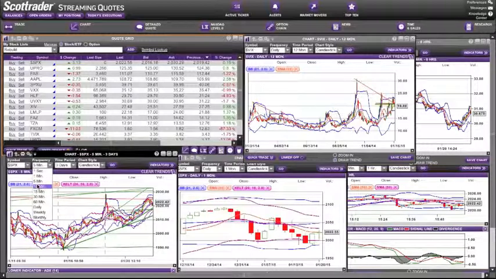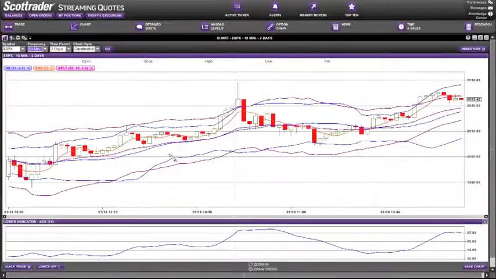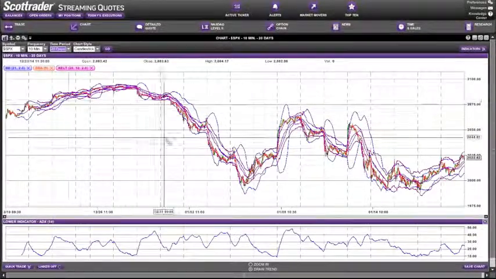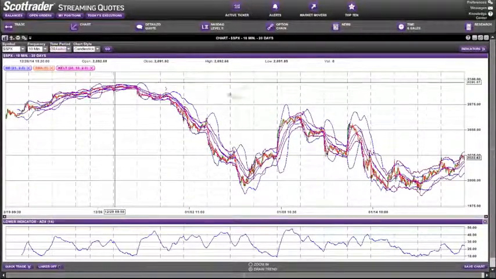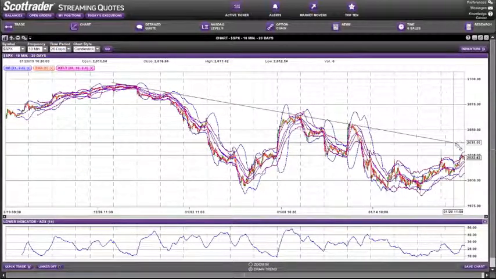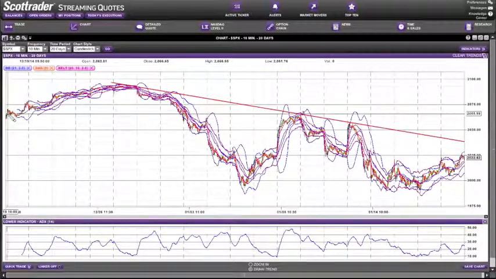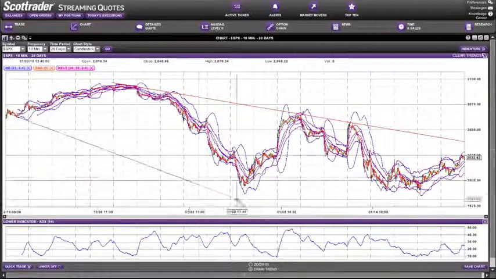Let's see, the 15. Let's take a look at the 10. 10 first, go through the time. 2 days. Let's just bring it out to 20. So yeah, it's just doing the same price action as the 5.